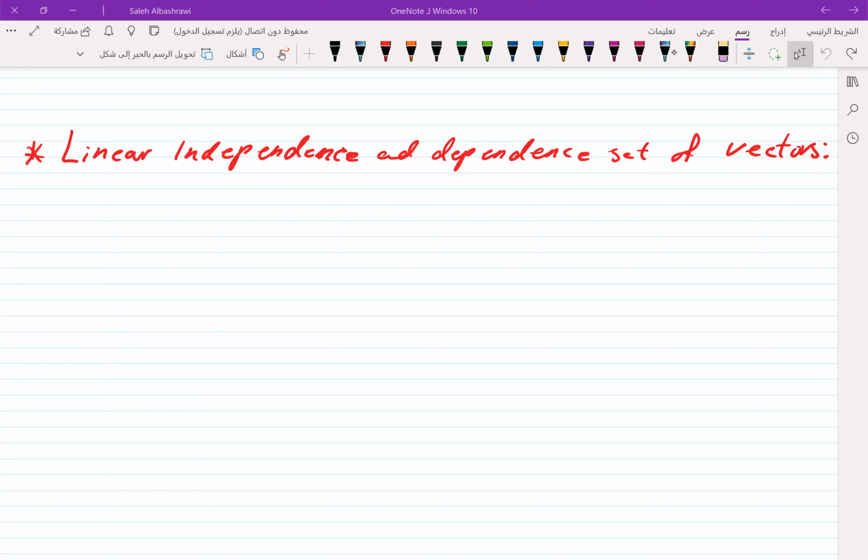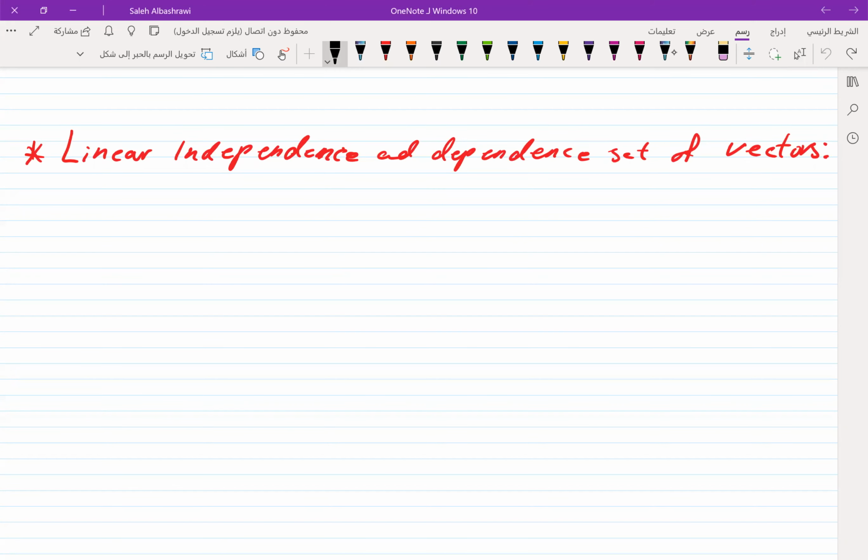In this lecture, we are going to discuss the linear dependence or linear independence of vectors. We define the linear independence of vectors as: the linear combination of the vectors is equal to 0 if and only if all the constants are equal to 0.